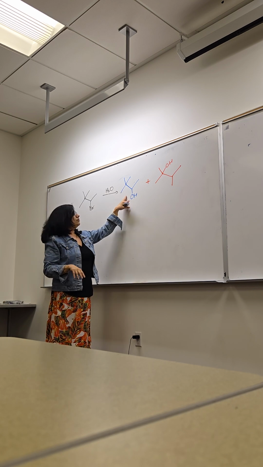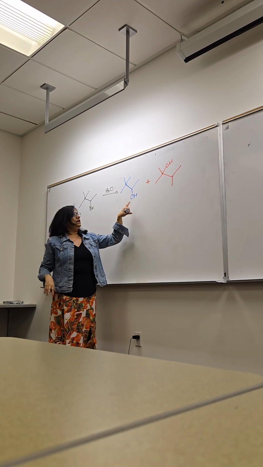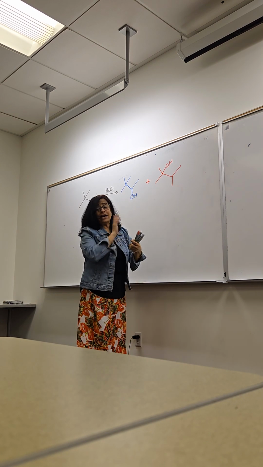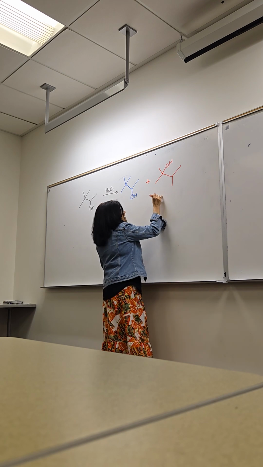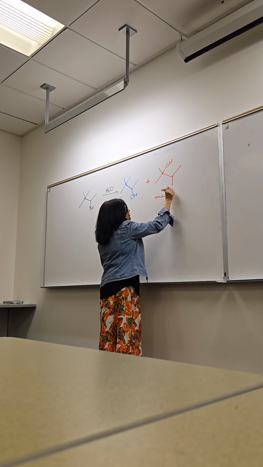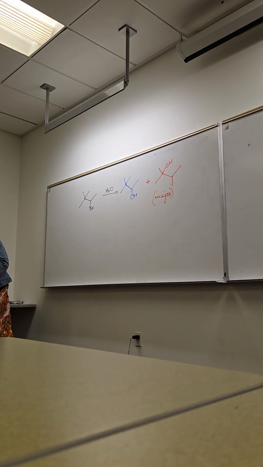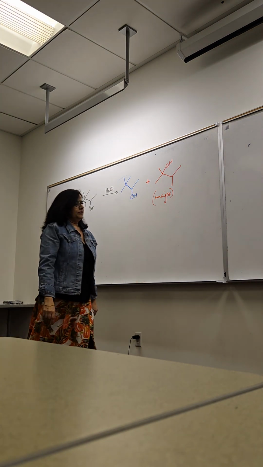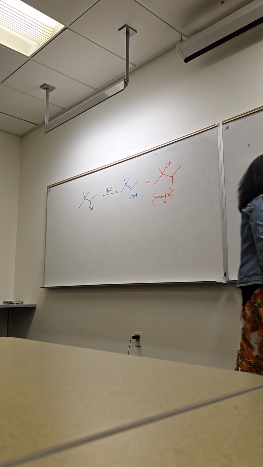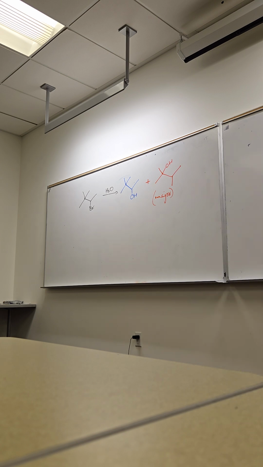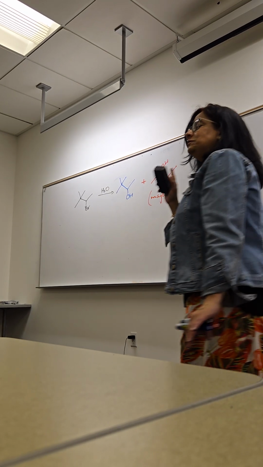We can write a mechanism for this blue one. Let's focus on the red one, which is actually the major product in this example. First of all, is it a substitution, elimination, or addition reaction? It is substitution. Br got replaced by OH, but with rearrangement. There's rearrangement going on.